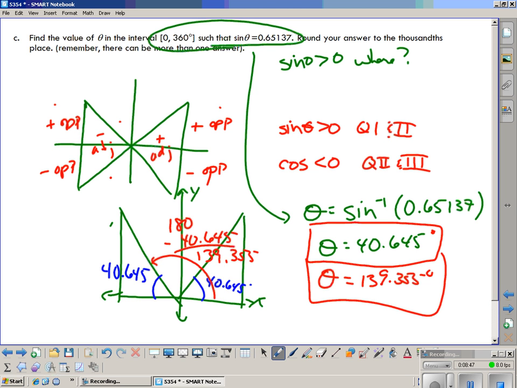Cosine would be something similar to that. So I'm going to pause here and kick over to the other one in a second.